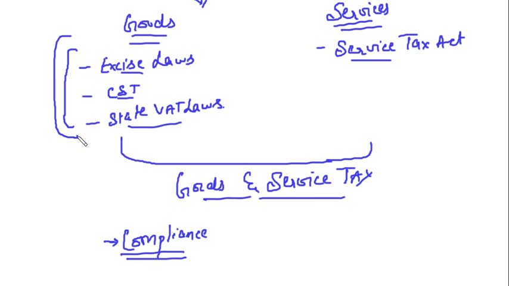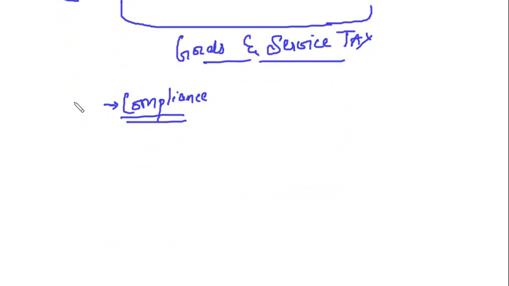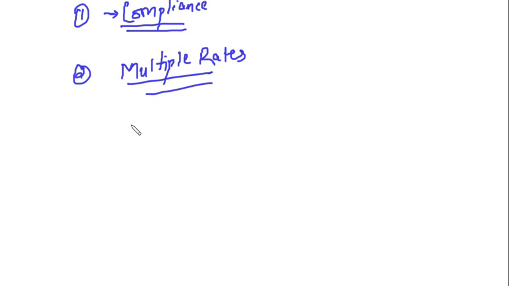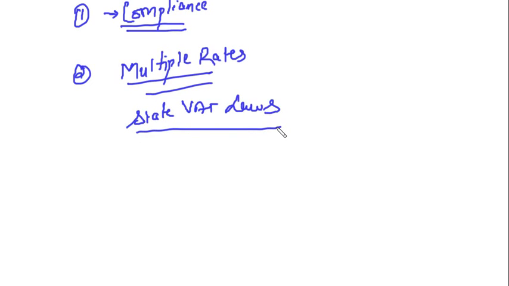Now the second thing. This is one thing, that is compliance. The second thing was multiple rates. How were there multiple rates? Talking of state VAT laws, every state in India has its own state VAT laws.